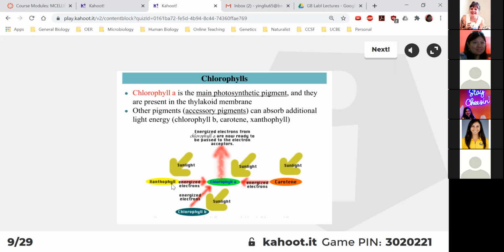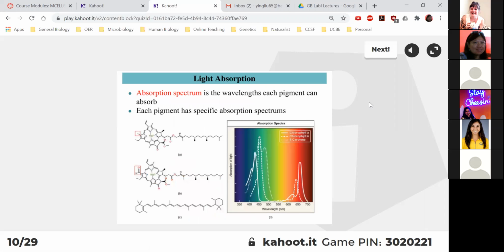And xanthophyll is another one. It's a yellow colored pigment. All of them can capture some energy that chlorophyll A cannot, because each pigment has different properties and different absorption spectra. But they cannot convert that energy directly to elevate an electron. They have to pass on that energy to chlorophyll A, and only chlorophyll A can use the energy to bounce up the electron energy level. So that's why these are called accessory pigments, and chlorophyll A is the main photosynthetic pigment.